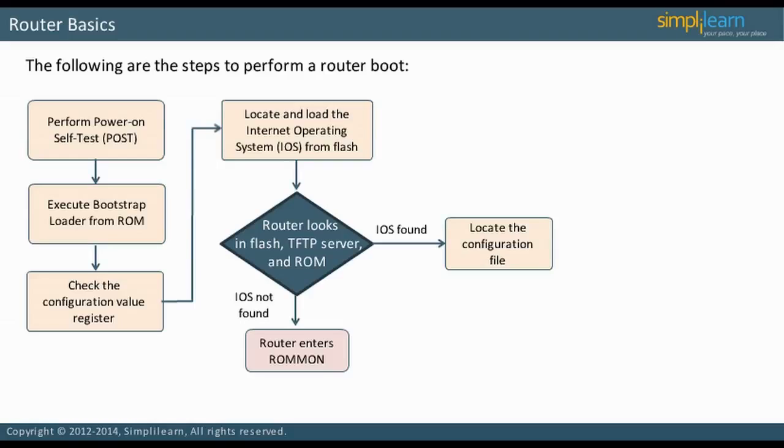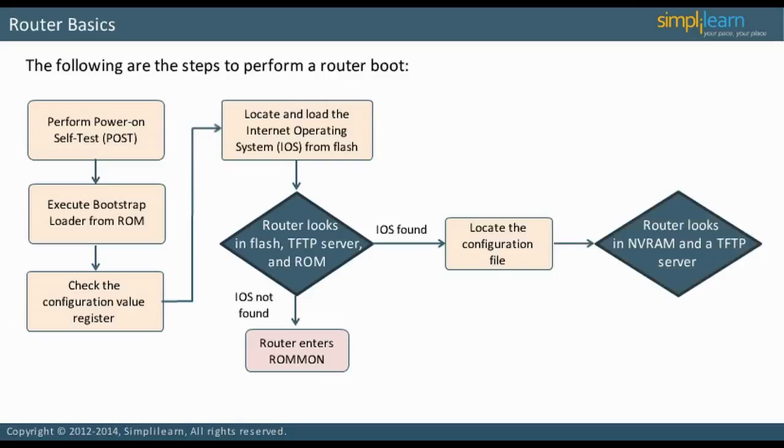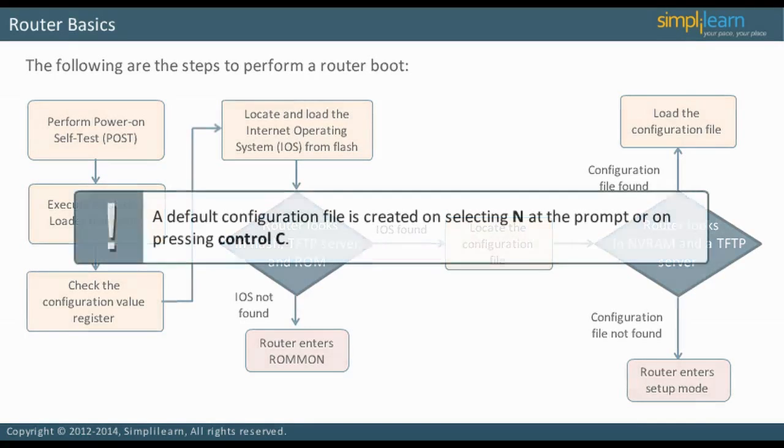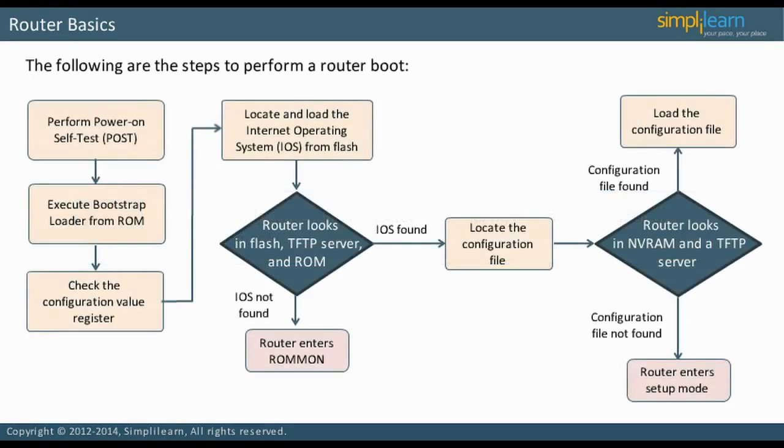Now, a similar procedure occurs for the configuration file. The router looks successively in Non-Volatile Random Access Memory, NVRAM, and a TFTP server for the configuration file. If it is found, it loads the configuration file. If not, it enters setup mode. If you answer N at the prompt or press Ctrl-C, a default configuration file is still created. The setup mode can be used to minimally configure the router so that remote access can be used for further configuration. Let us now take a look at interfaces.